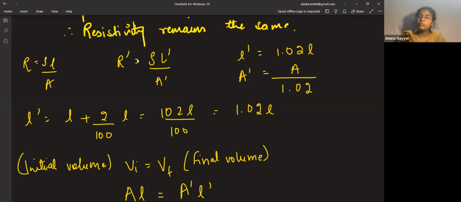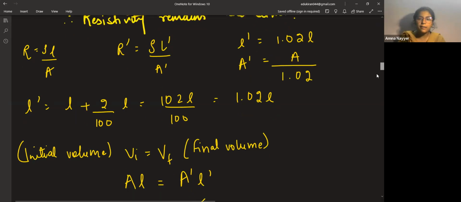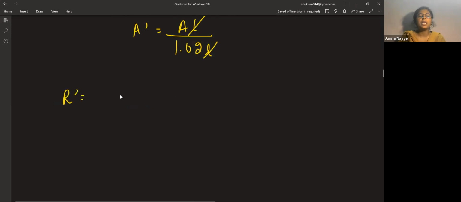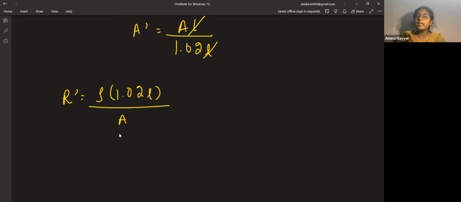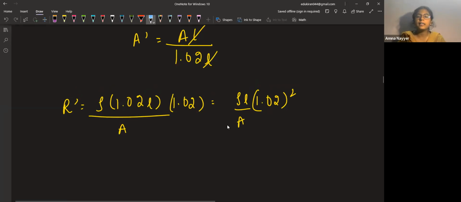Let's put the values and find out R prime. We have L prime now, we have A prime now. R prime will be rho L prime by A prime, where L dash is 1.02 L and the new area is older area divided by 1.02, so it will go up by 1.02. So this becomes rho L by A into 1.02 whole square. Look, rho L by A is the earlier resistance with which we started, before extending the wire by 2%.